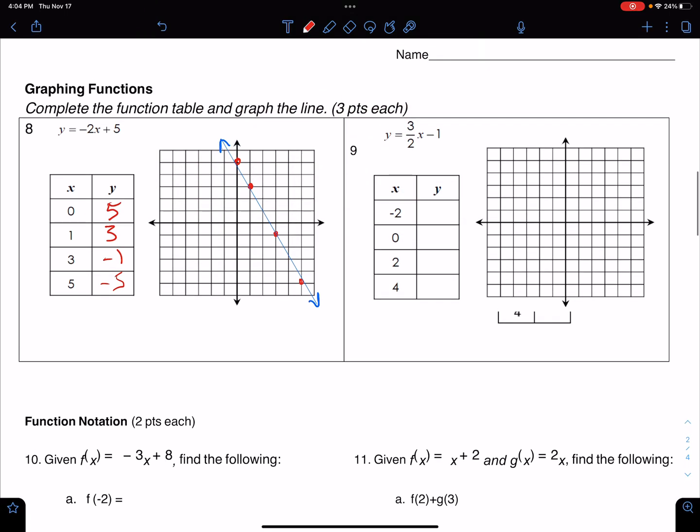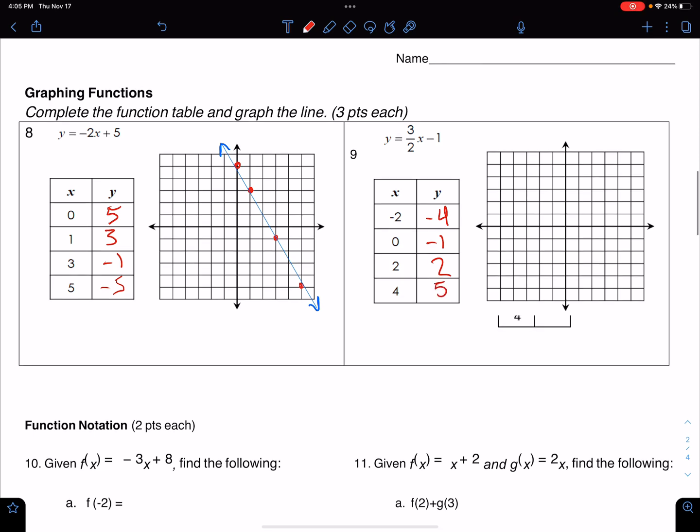Okay, I plug in -2 into 3 over 2x, and I get -3. -3 minus 1 is -4. 3 over 2 times 0 is 0. 0 minus 1 is -1. 2 times 3 over 2 is 3. 3 minus 1 is 2. 3 over 2 times 4 is 6. 6 minus 1 is 5.